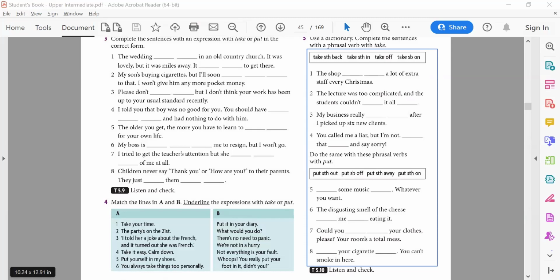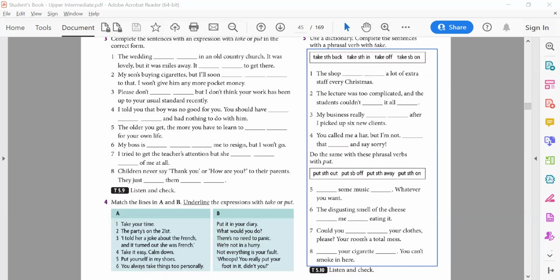Tape script 5.10. 1. The shop takes on a lot of extra staff every Christmas. 2. The lecture was too complicated, and the students couldn't take it all in. 3. My business really took off after I picked up 6 new clients. 4. You called me a liar, but I'm not. Take that back and say sorry.